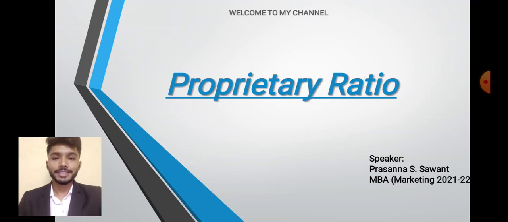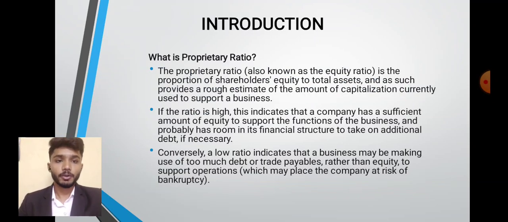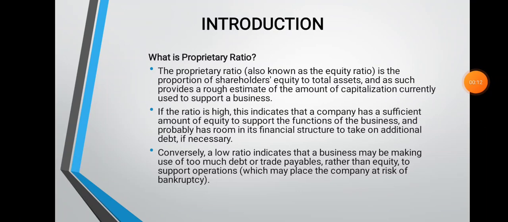So today I will explain proprietary ratio. So let's see what is proprietary ratio. The proprietary ratio, also known as the equity ratio, is the proportion of shareholders' equity to total assets, and as such provides a rough estimate of the amount of capitalization currently used to support a business.